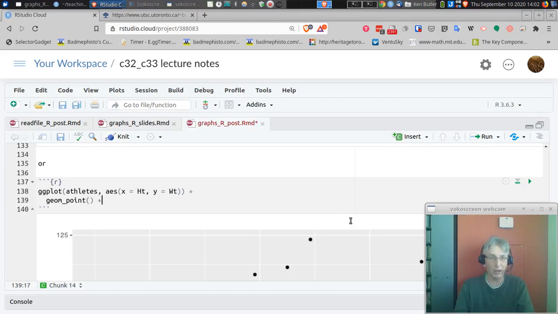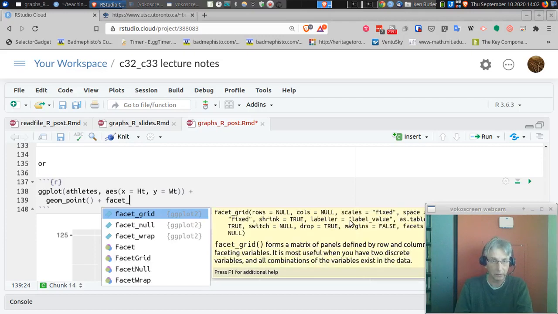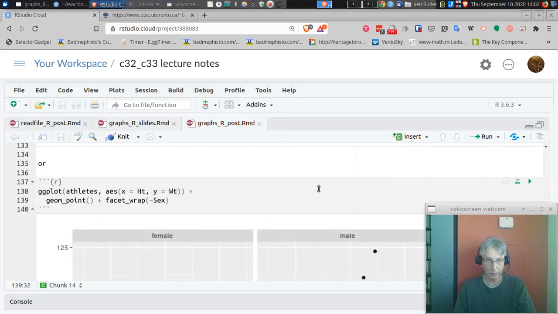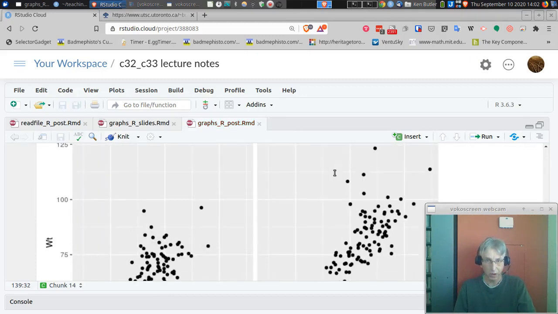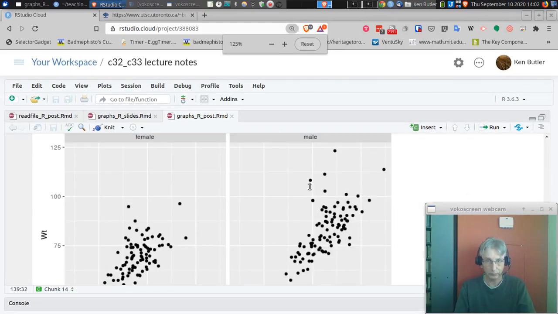So, plus facet wrap. My typing is as usual offset. Facet wrap, I can't spell either. And then squiggle, and then we want to do this by capital S, sex. Not White Sox or Red Sox, but sex. There we go. So if we run that now, and let's shrink that so we can see it all. One more time.